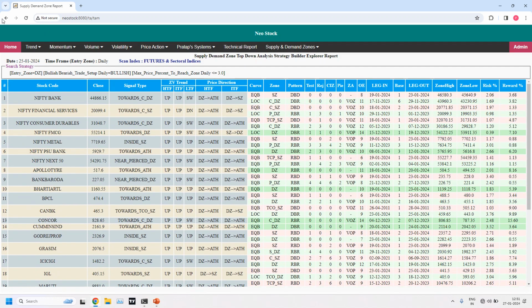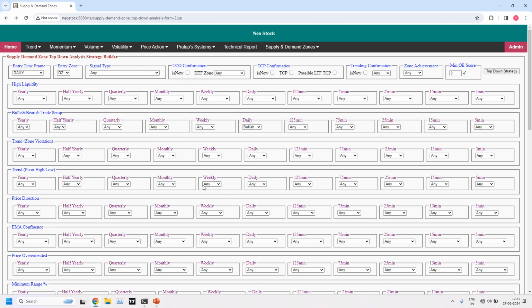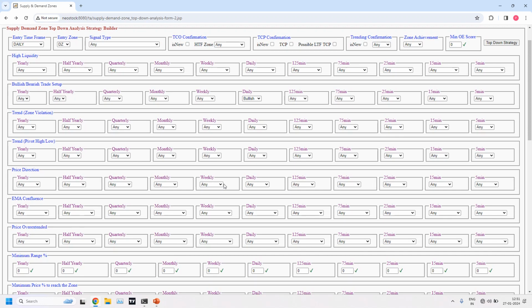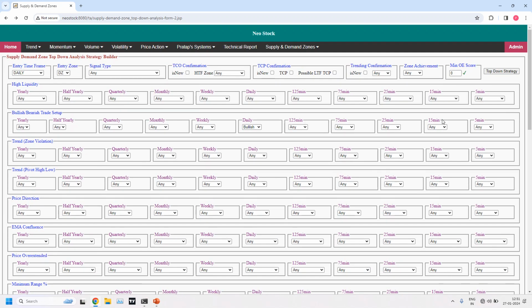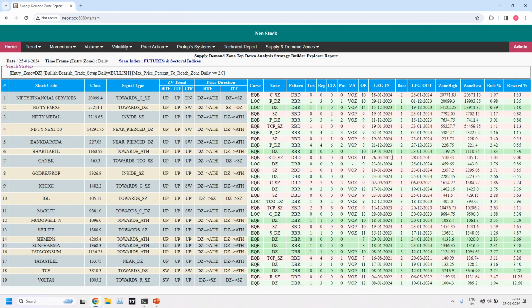Now you can make it even more strict. Instead of 3%, make it 2%. That means these stocks are even closer. That way you can filter. Now instead of 3, I am changing the value to 2. See, now 19 stocks are filtered.